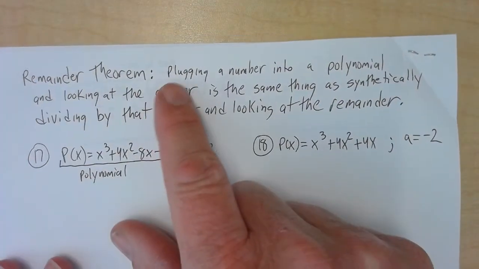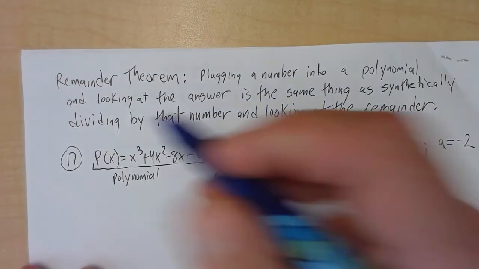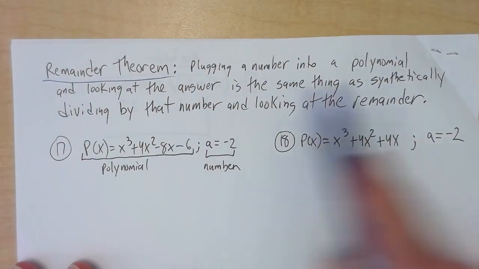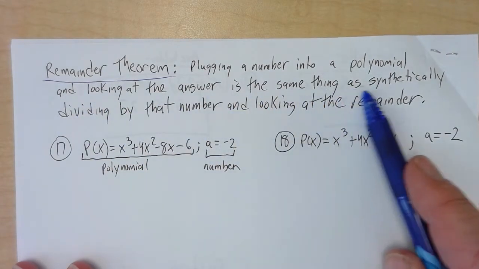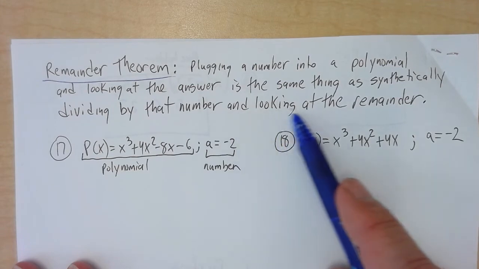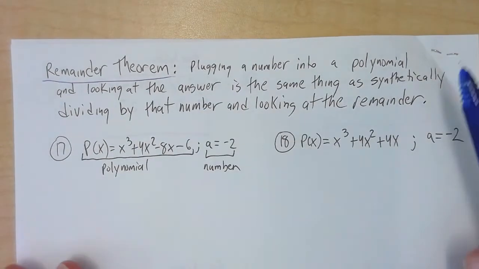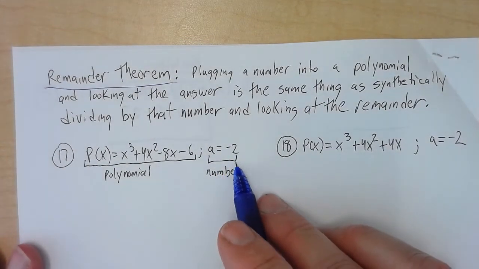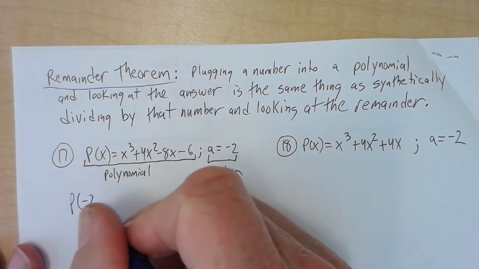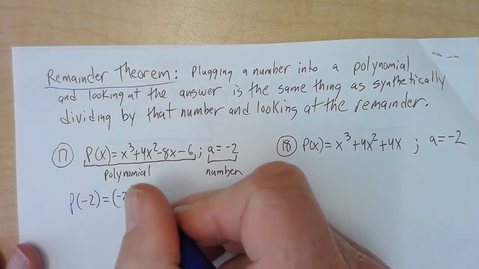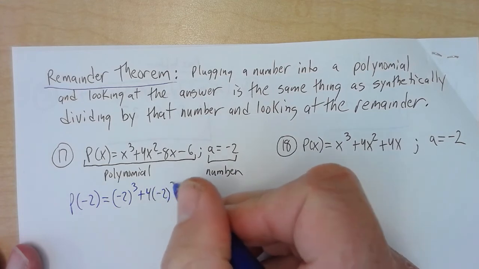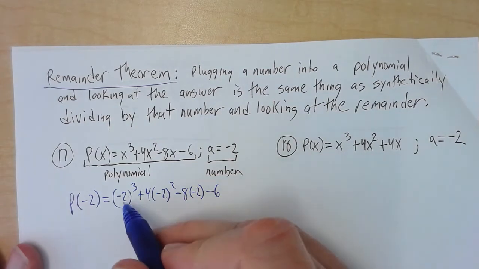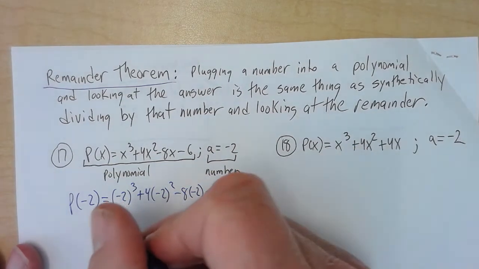Okay, so the remainder theorem is what this last thing is about here, and plugging a number into a polynomial and looking at the answer is the same thing as synthetically dividing by that number and looking at the remainder. So these are the same thing, and I'll prove that to you right now. What this is saying is take -2, the number, and put it into the function. So it's p of -2, which would be -2 to the 3rd power plus 4 times -2 squared minus 8 times -2 minus 6.